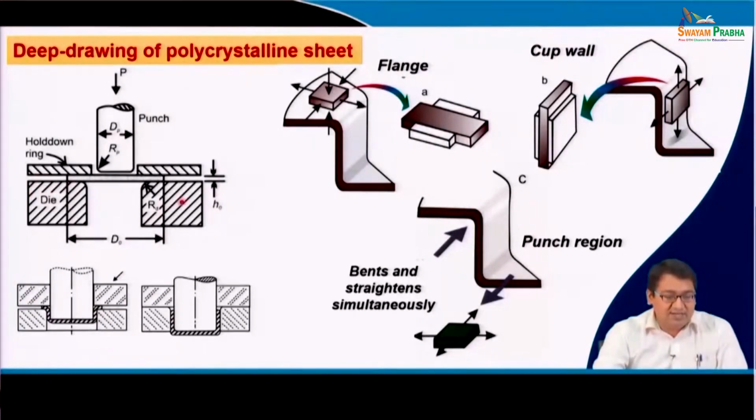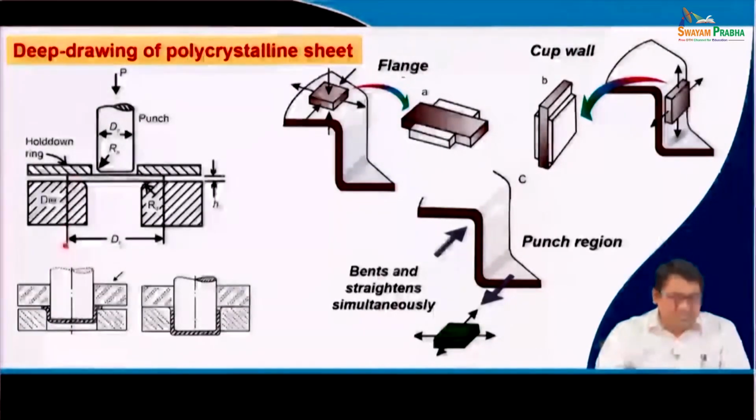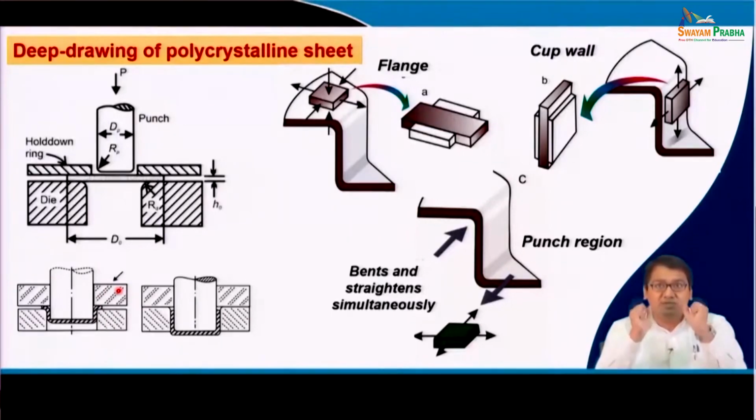We have a die here and a hold-down ring, and there is a punch, and the sheet is kept of a specific size and it is rounded up so that it can be deep drawn. Then the punch pushes the sheet inside this die, and the hold-down ring basically clamps it so that it does not slip and wrinkle, and then you obtain a deep drawn cup.